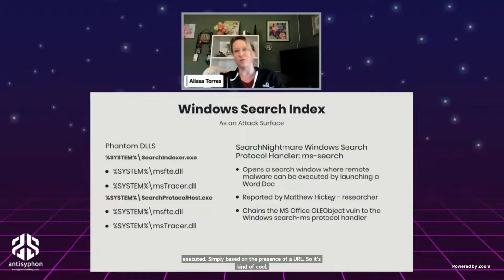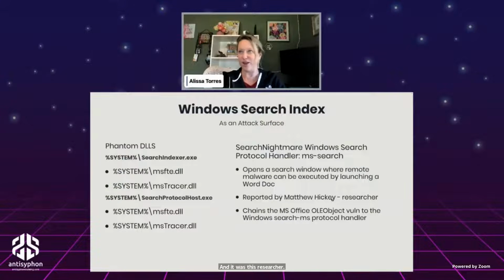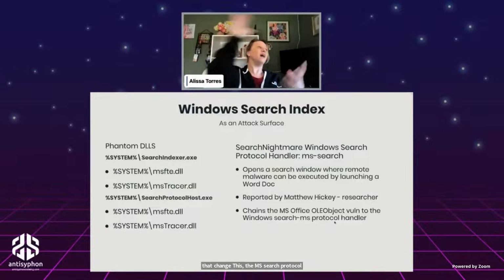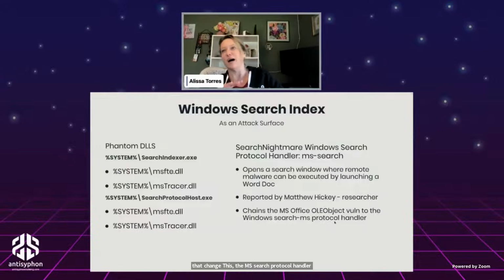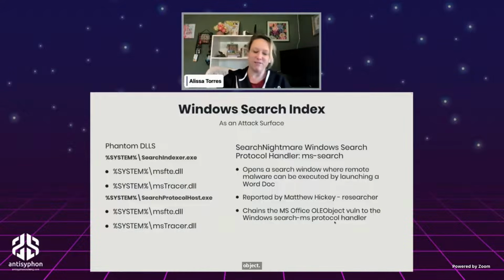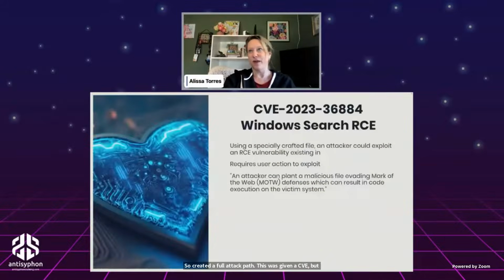And it was this researcher, Matthew Hickey, that changed this, the ms-search protocol handler vulnerability, to the other vulnerability with the OLE object. So created a full attack path. This was given a CVE, but this is 2023. There you go.